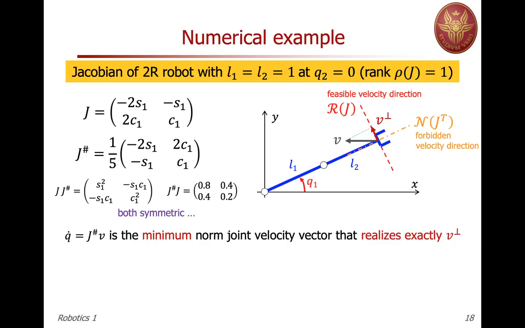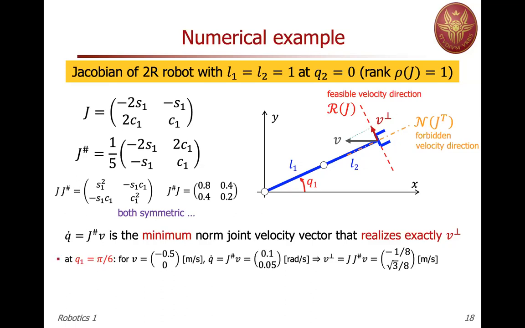Now my v has a component also in the null space of the Jacobian transpose, so you can decompose the desired v in gray in a part which belongs to the range and in a part which belongs to the null space of the Jacobian transpose. Pay attention, there's a transposition here. And of course, that part you forget, and the other one is exactly executed.